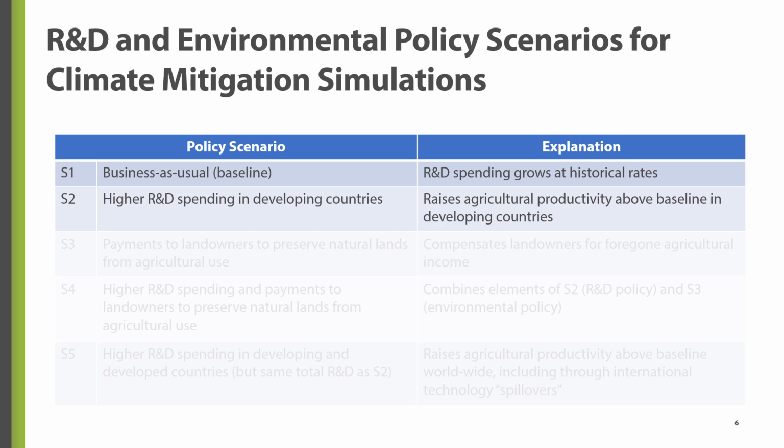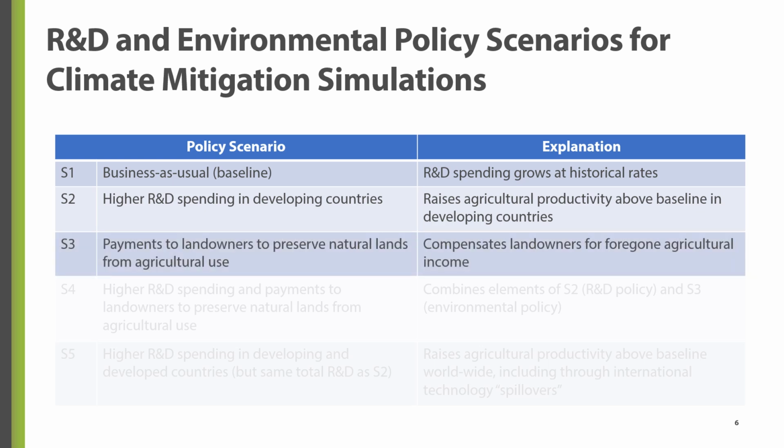Incorporating the technology shocks from R&D spending into SIMPLE and solving for a new market equilibrium shows how this affects prices and how producers and consumers respond to changing conditions. Faster TFP growth reduces commodity prices and causes agricultural land area to contract globally, reducing GHG emissions.